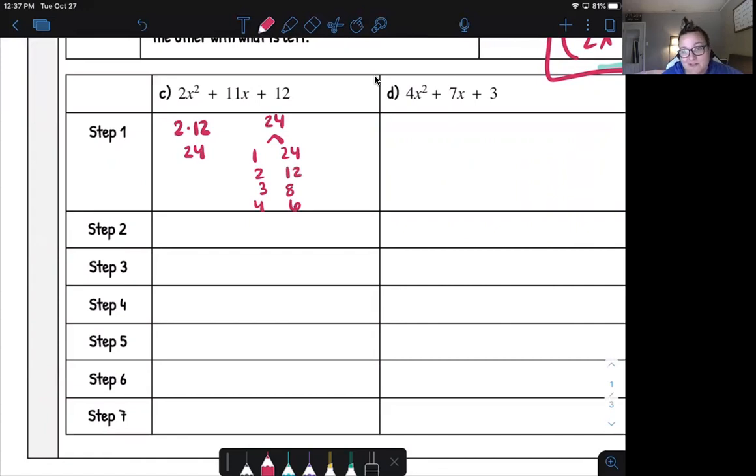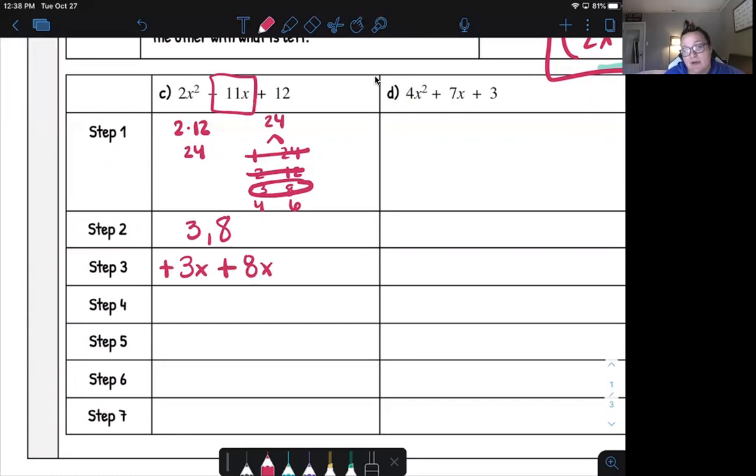Now find factors. Step 2 is to find factors of 24 that add or subtract to be 11. Well, we can't do that with 24 and 1. 2 and 12 don't add or subtract to be 11, but 3 and 8 do. So we're going to use 3 and 8. So now we're going to rewrite our 11x term using 3x and 8x. Well, to get 11x, I would need both of these to be positive. 3x plus 8x is 11x.